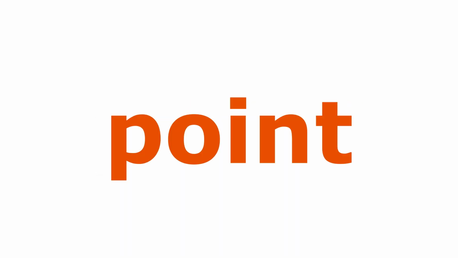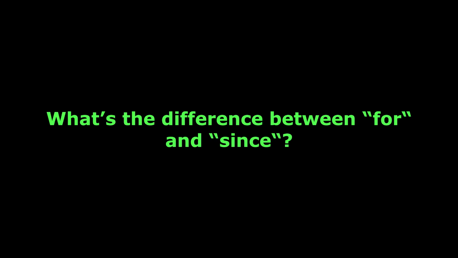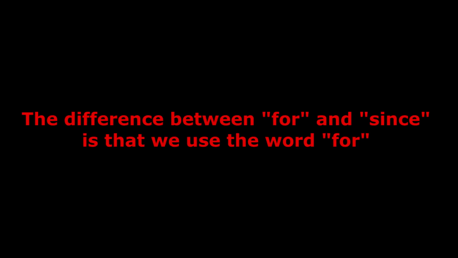Lesson 65. 4. Since. Period. Point. What's the difference between for and since? The difference between for and since is that we use the word for when we say a period of time, whereas we use the word since when we say the point at which the period began.